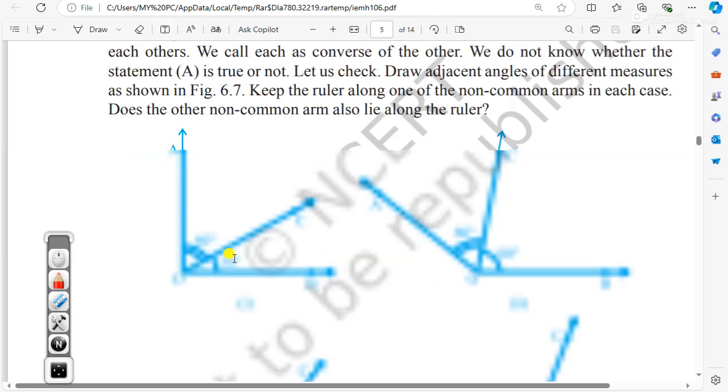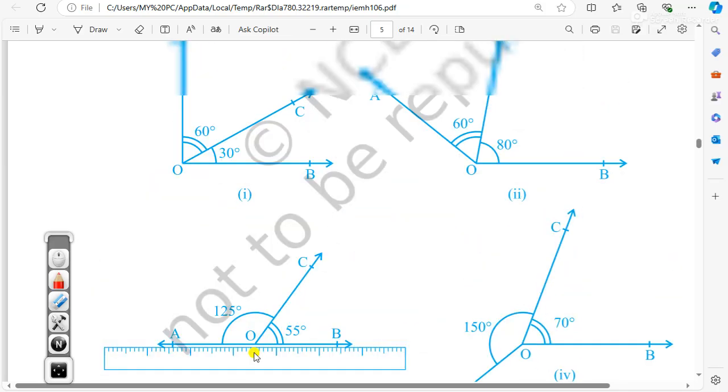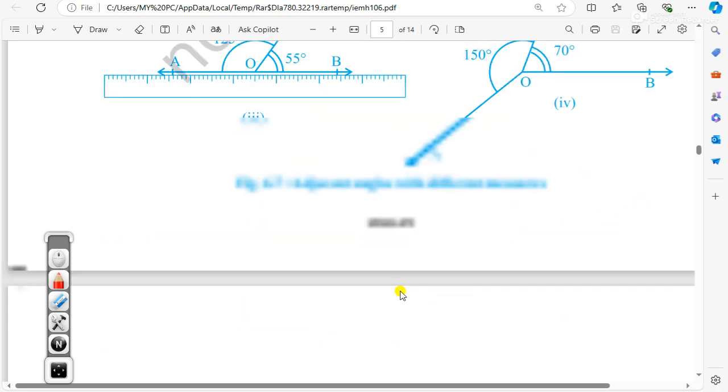Now you see, these are all linear pairs. This one is a linear pair, 125 plus 55, that is 180 degrees. That means it is a linear pair. This one is non-linear, this is not a linear pair, right? These are the linear pairs, right?